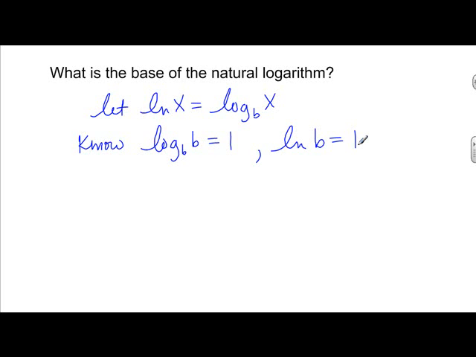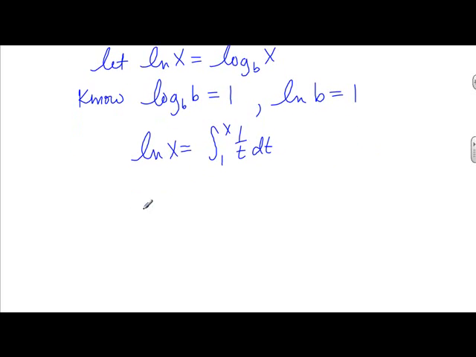Now, we've defined the natural log of x as a definite integral from 1 to x of 1 over t dt. So we're going to say that log base b of x is equal to the definite integral from 1 to x of 1 over t dt. I'm just replacing the natural log with what we're saying it's equal to, log base b of x.